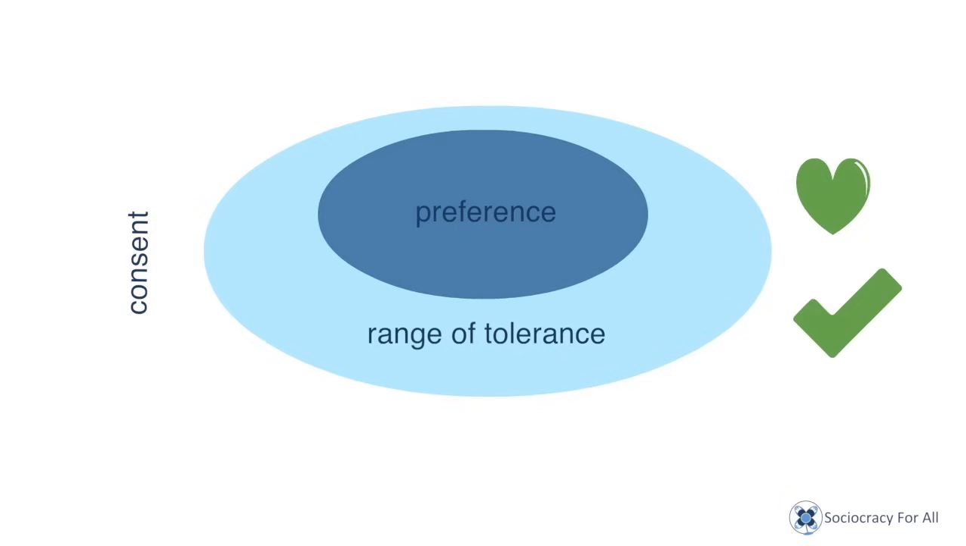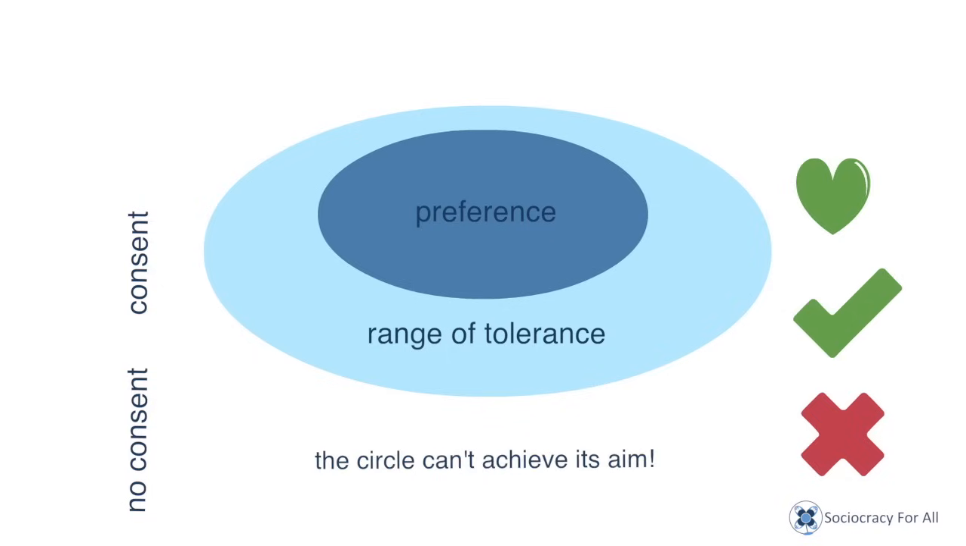What does that mean for consent? Consent contains the personal preference and the range of tolerance. We will consent to anything in that area. What we object to is what we cannot work with. Objecting to a proposal is more specific than just not liking it. You might remember that every circle has an aim, a description of what they do. An objection means that you are concerned that the circle cannot achieve its aim if you carry out the proposal.